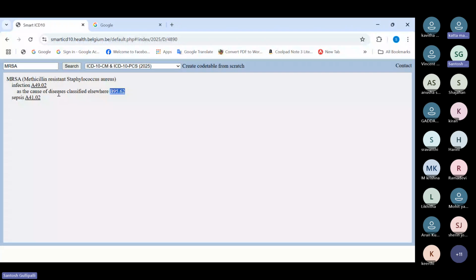There is no MRSA infection documented. If only infection is documented, that time you can give that code. But if there is a specific condition or disease due to this MRSA, that time you can give this code. The patient presents with bacteremia. What is the cause of bacteremia? The cause of bacteremia is MRSA. That's the reason we can give B95.62.